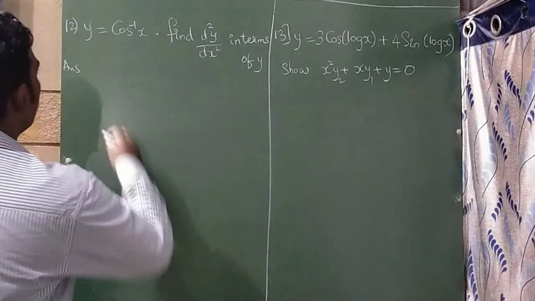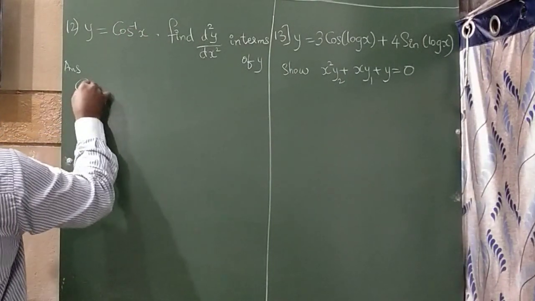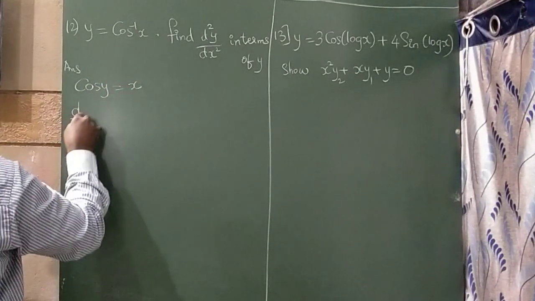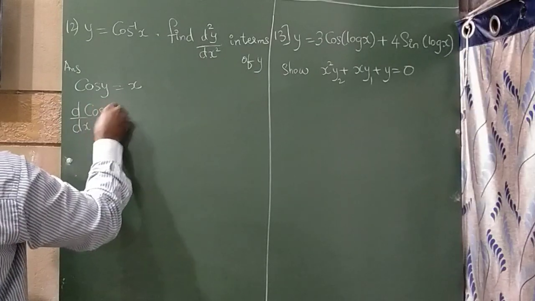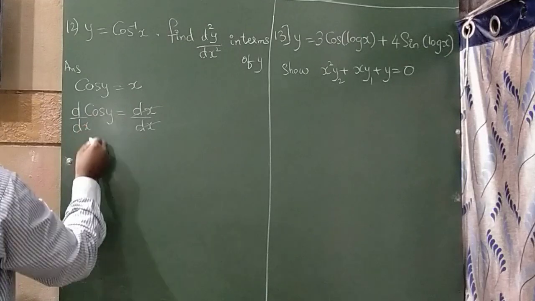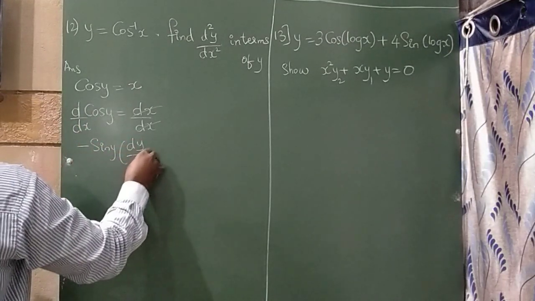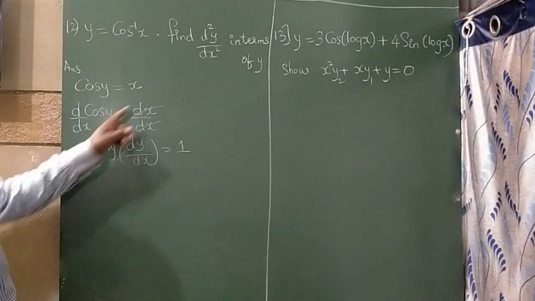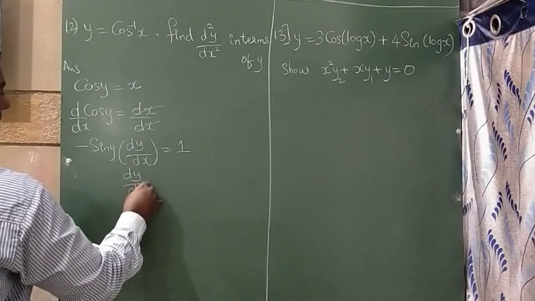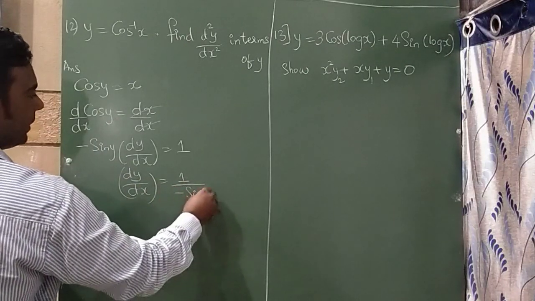Here 12th question is y is equal to cos inverse of x. Take this cos inverse on the left hand side, it will become cos y is equal to x. So let me differentiate this. d by dx of cos y is equal to d by dx of x. This and this get cancelled, and this will become minus sin y dy by dx is equal to 1, because dx has cancelled, so we have got 1. So dy by dx is equal to 1 divided by minus sin y.